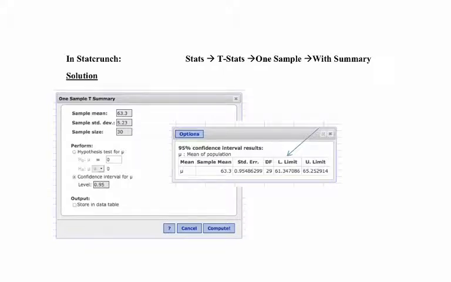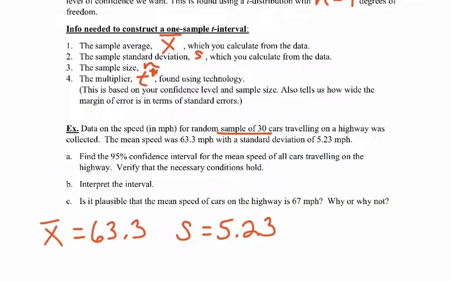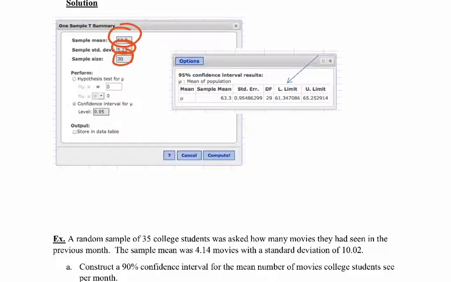Select one sample, and then with summary. And just like it was before when we did proportions, you're going to put in your information. You're going to put in your sample mean, your sample standard deviation, and your sample size. In this case, they told me they collected data on 30 cars, so N is 30. Then you're going to decide you want it to perform a 95% confidence interval and put in the level of 95%, and then this is what your output is going to look like.